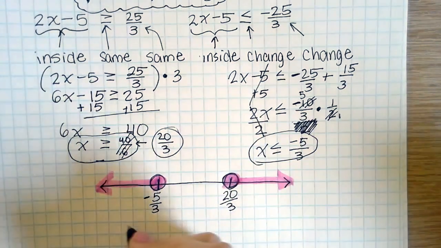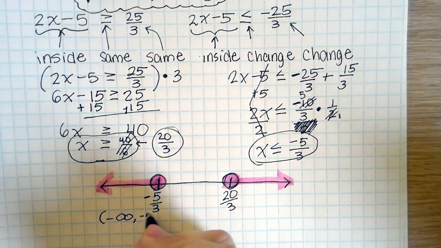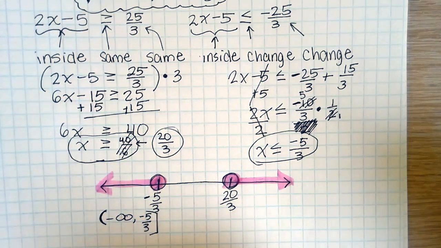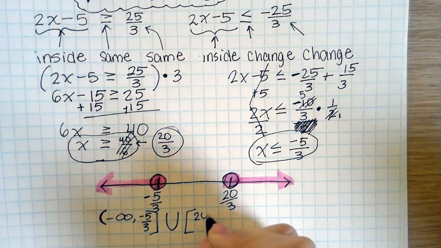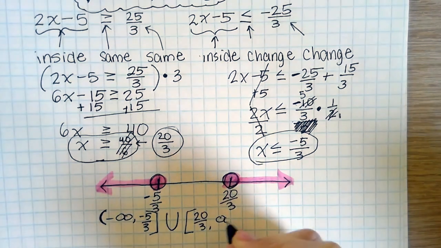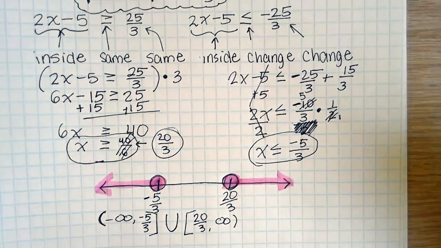So Paige, how could I write my answer? Negative infinity, comma, negative 5 over 3, bracket. Good, we're gonna use a bracket, and this was a parenthesis infinity. Always gets that, good. Union, bracket, 20 over 3, comma, infinity. Beautiful, okay? Beautiful, we're good? So that's it, that's the end of it, okay?